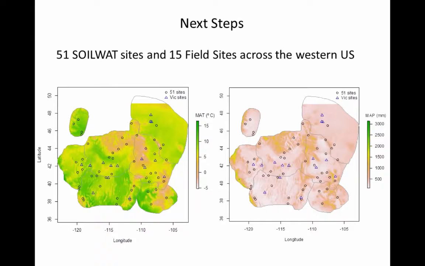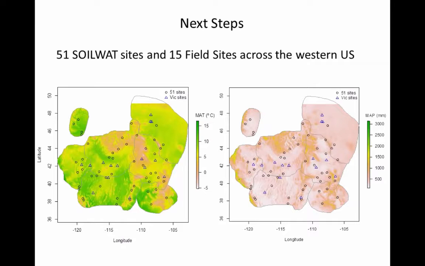Okay, so the next steps for this work are to run these same simulations, allowing fire frequency and grazing to vary, and running simulations for multiple soil types. And we're going to do this for 66 sites across the entire sagebrush region. And so we've selected 51 of those 898 sites we've run SOILWAT simulations for. And we're also going to run simulations for the 15 field sites Bill just described.